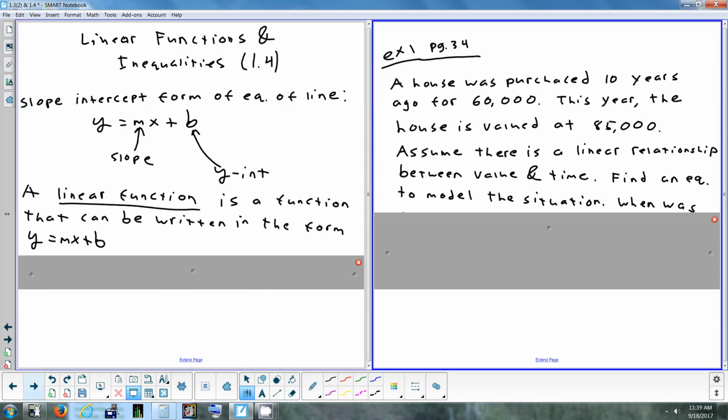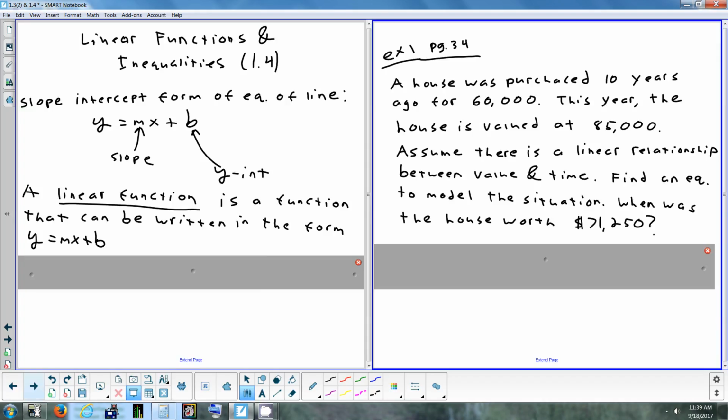All right, so let's see if we can kind of figure out how to come up with an equation for this problem using that formula. So it says 10 years ago, a house was purchased for $60,000. Now the house is valued at $85,000. We're going to assume there's a linear relationship between the time and the value of the house. Find an equation that models this situation. And then after we do that, we'll use the equation to figure out when the house was worth exactly that much money.